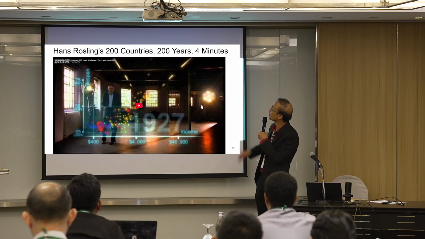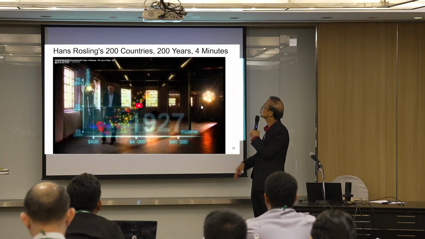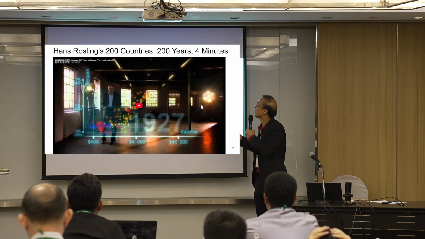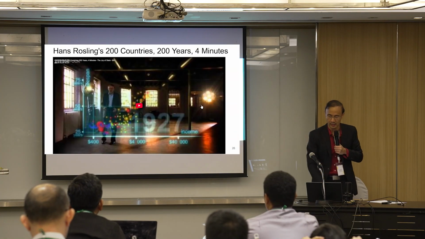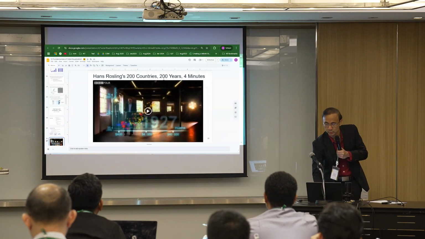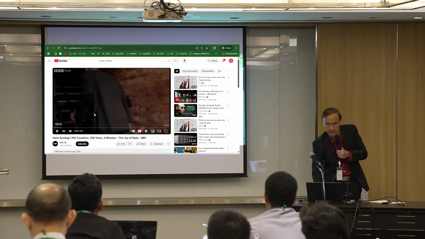Okay, so let's take a look at some of the ways that we can try to present the data. So this is from Hans Rosling. He tried to use visualization to explain the story of humanity across 200 years. Okay, I'll try to present this.